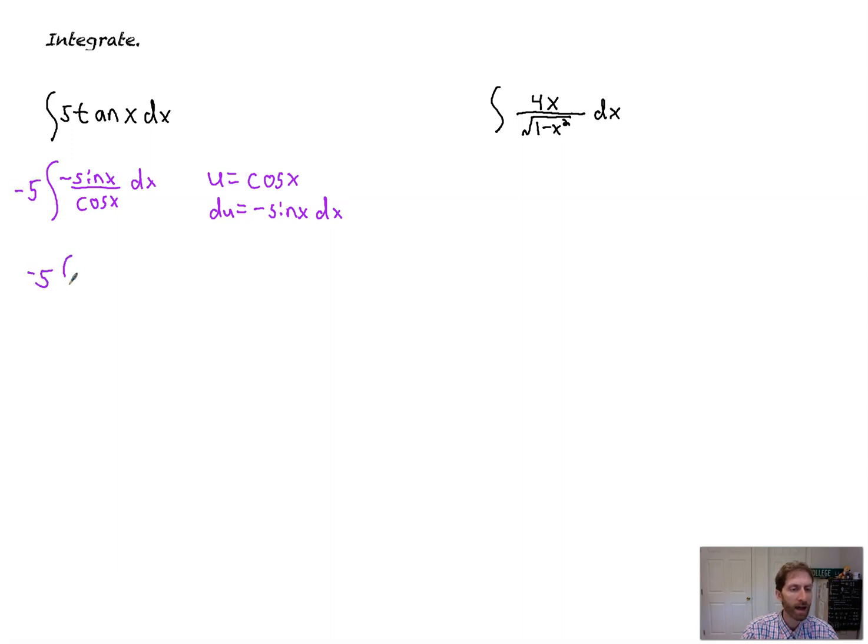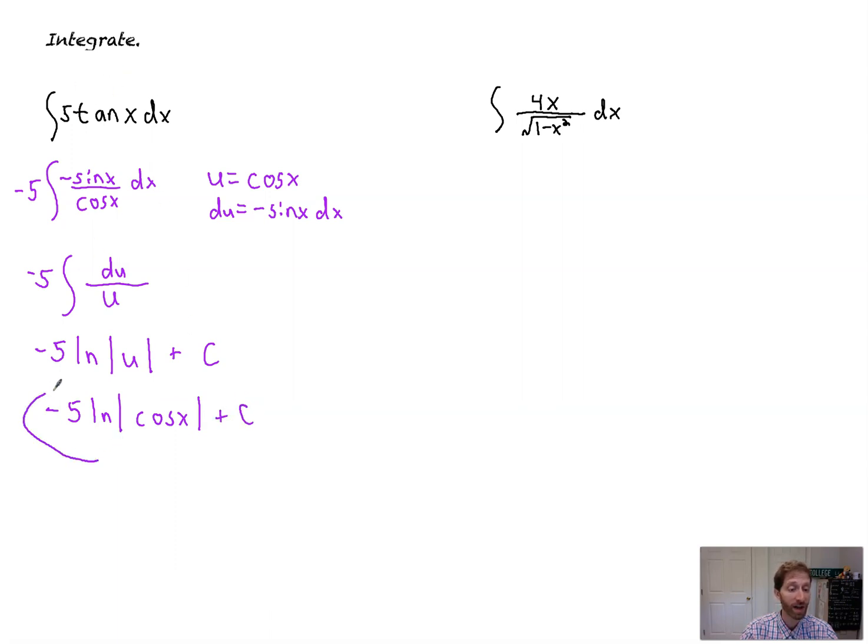So I've got negative 5. Negative sine x dx is du. Beautiful. All over cosine x, which is u. U prime over u. That is the derivative of the natural log. We're undoing that, so we end up with the natural log. Always remember the absolute value of u plus c. Now from here, what I've got is to just plug in for u like we always did. It's not bad. And when you take the derivative of this, you will see that you get back 5 tangent of x. Lovely, lovely, lovely.